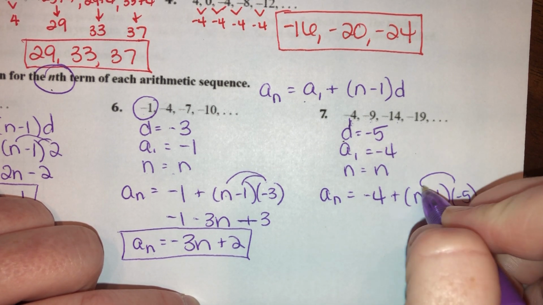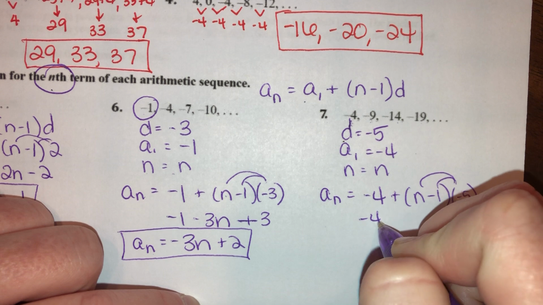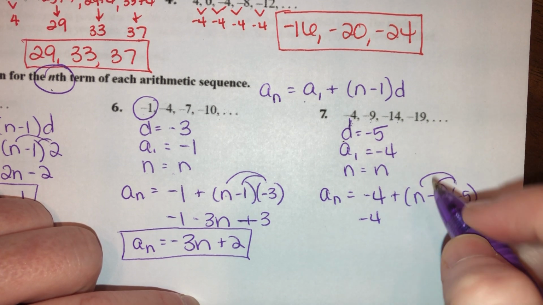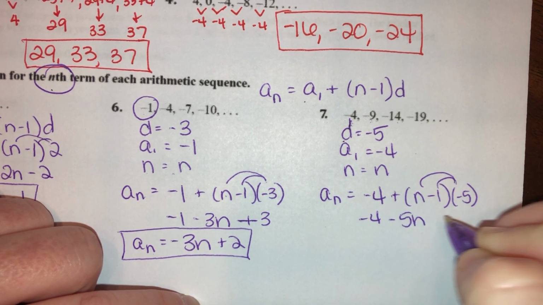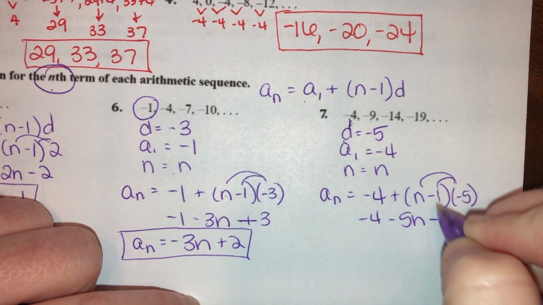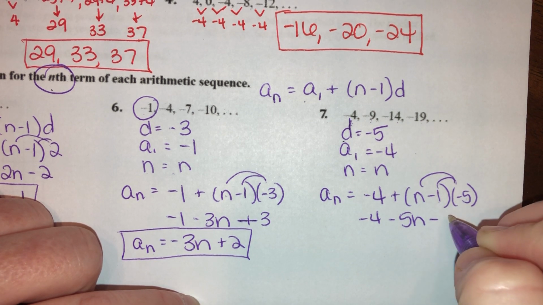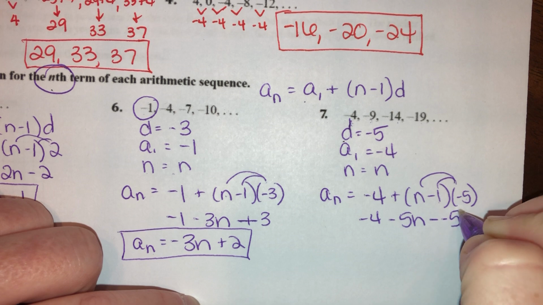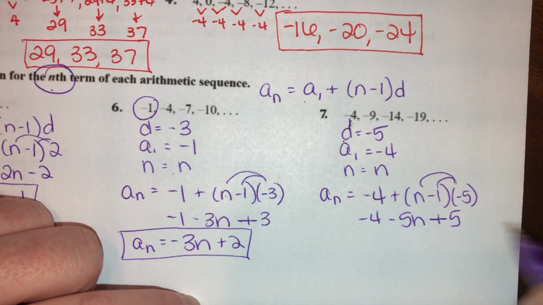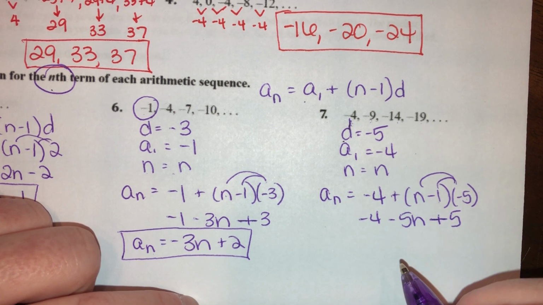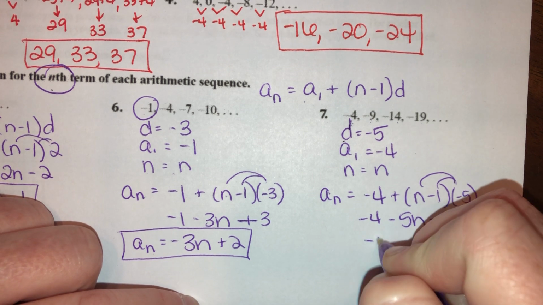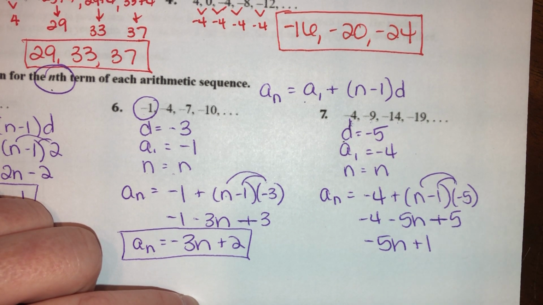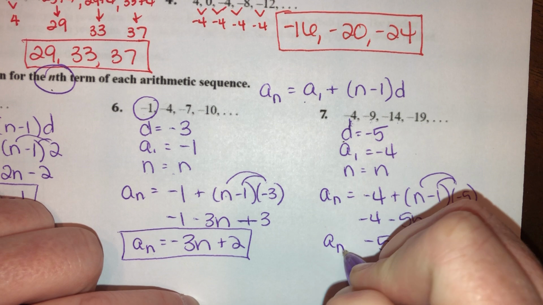And then, of course, I distribute. -4 plus -5 times n is -5n. Bring down my minus sign here. 1 times -5 is -5. I have a double minus, so it becomes a plus. -4 plus 5 is 1. So I end up with this equation right here: a sub n equals -5n plus 1.